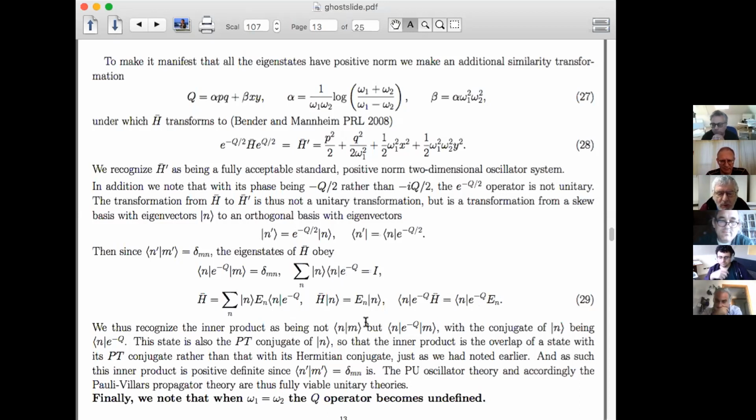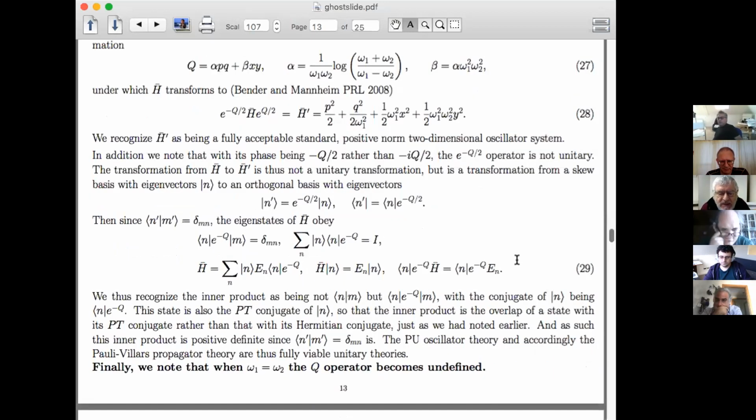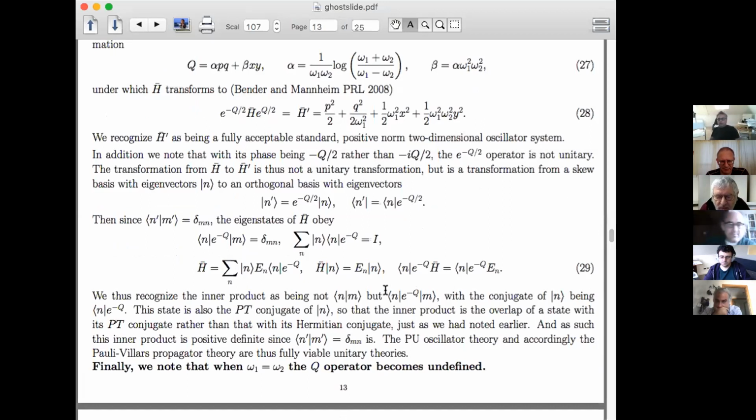So the crucial discovery is that we've got a different quantity for the inner product. The state n e to the minus q is not the Hermitian conjugate of m, but it turns out it is the PT conjugate. And so the inner product is the overlap of a state with its PT conjugate rather than with its Hermitian conjugate. And as such, the inner product is positive definite.